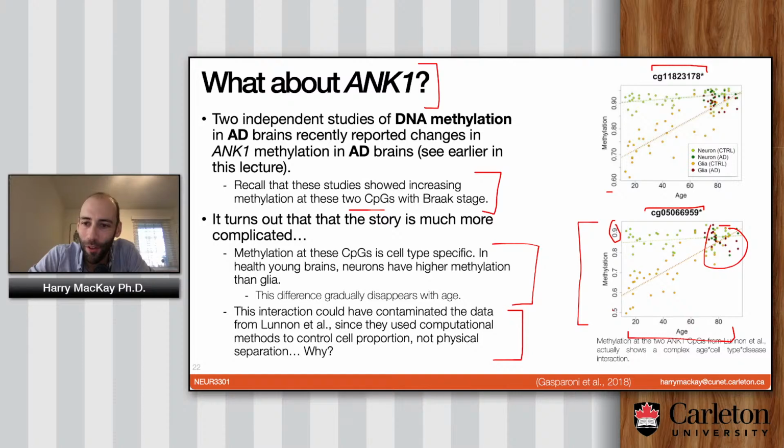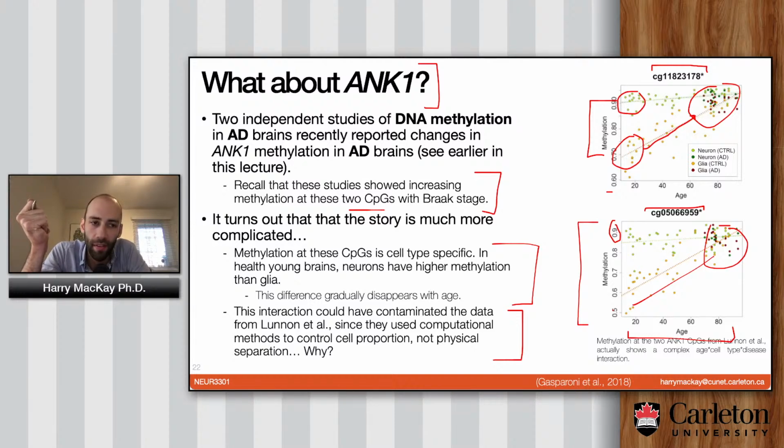Anyway, if you look at the glia at this particular CpG, if you look at the difference between neurons and glia, here are the neurons up here in this green color, and here are the glia down here. In your 20s, the difference between neurons and glia in methylation is quite high. As you get older, the methylation level at this CpG in glia goes up, such that by the time you're old, the methylation level in glia is the same as the methylation in neurons. The same is happening at the other one too. So think about this.